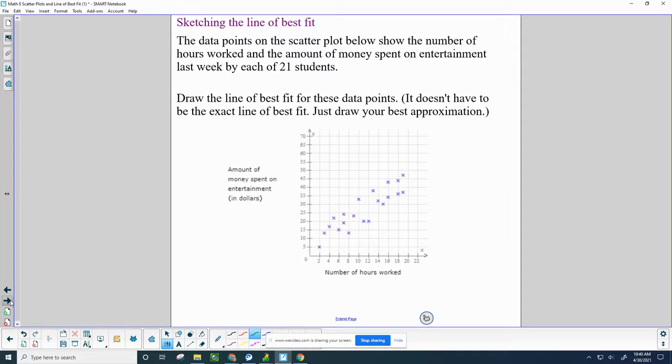So here's a section of data on a scatter plot, and these show the number of hours worked and the amount of money spent on entertainment last week by each of 21 students. So the bottom scale is how many hours they actually worked that week, and the scale going upwards is how much money they spent, like going to movies or other types of entertainment. And as you can see, the more hours that they worked, it looks like they were able to go to more entertainment as well.